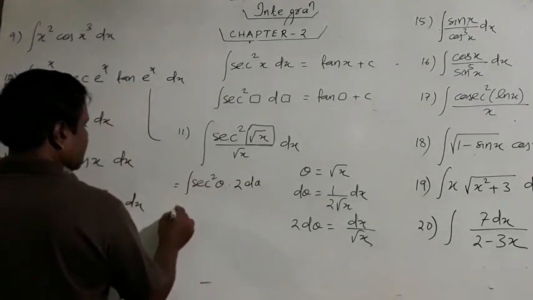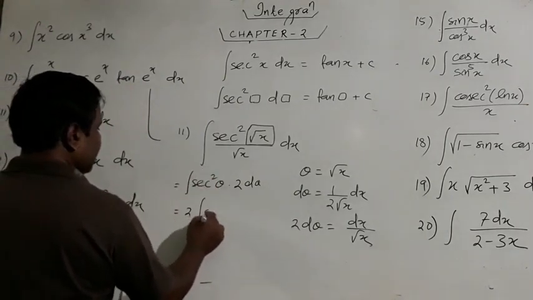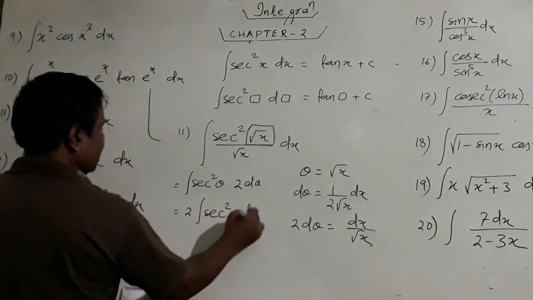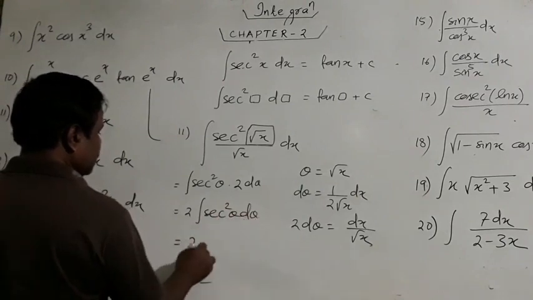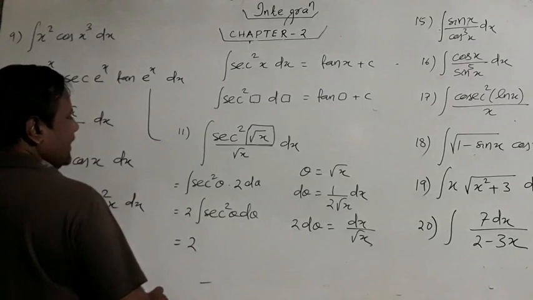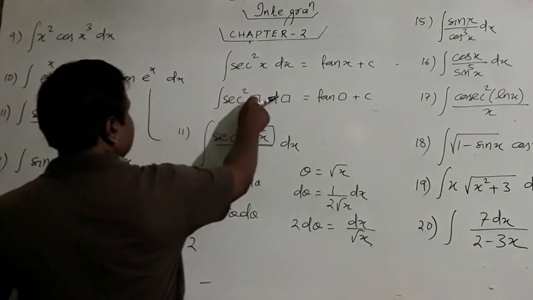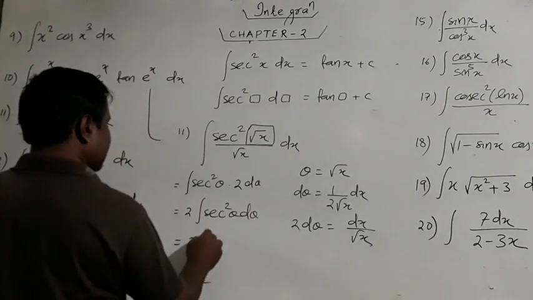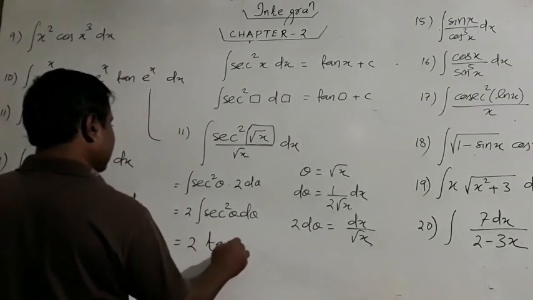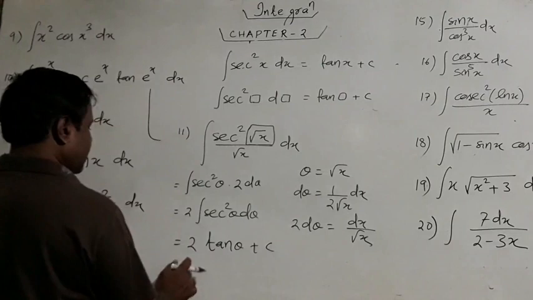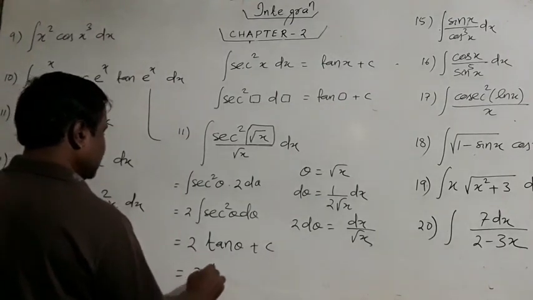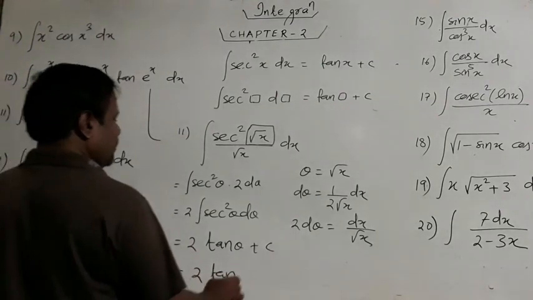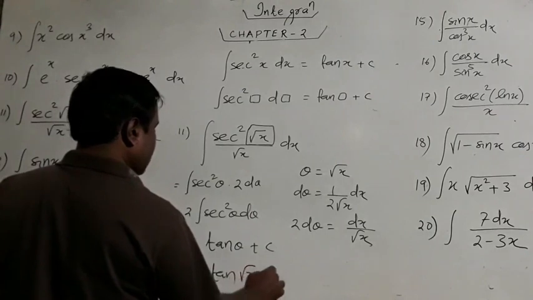Now the result is what? The integration result is 2 times the integration of sec square theta d theta. The integration of sec square theta d theta is tan theta, so it becomes tan theta plus c. Now the result is 2 tan theta. Theta means what? Root x, plus c.